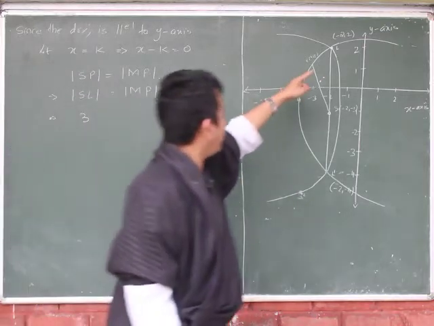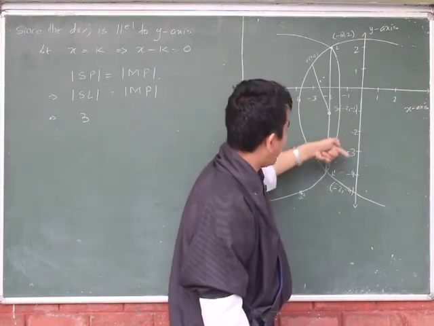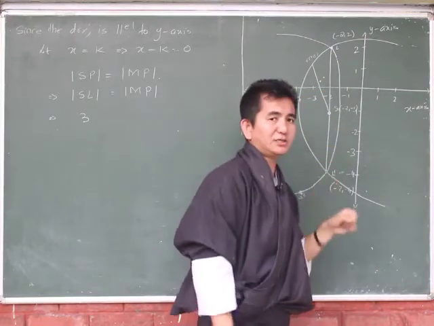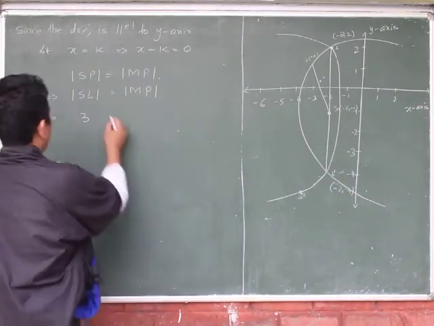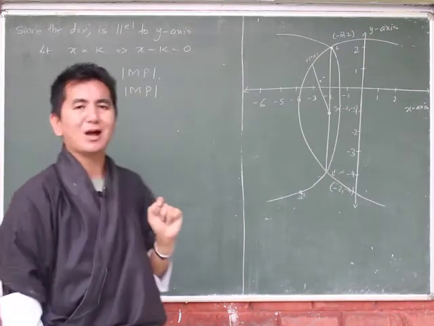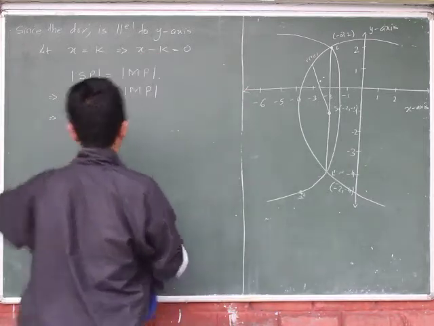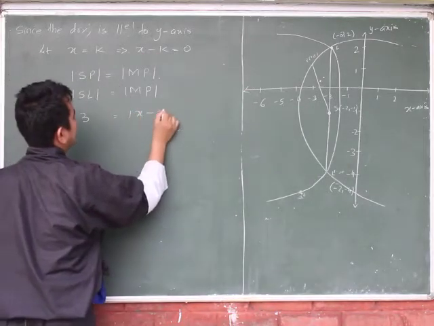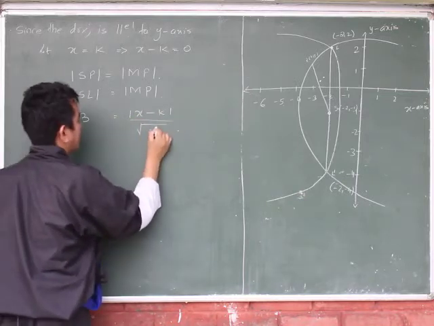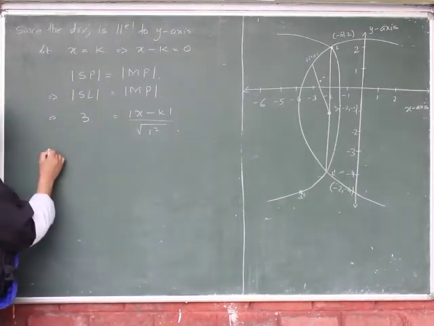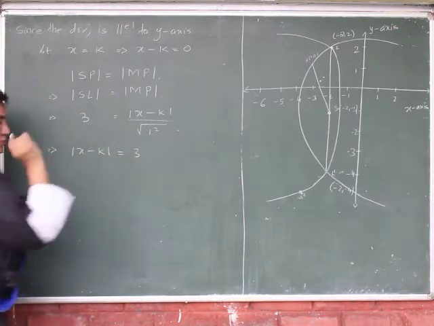The length of the latus rectum, you count it from here. You measure it: 1, 2, 3, 4, 5, 6. Then the semi-latus rectum becomes 3 units, which is equal to MP, the perpendicular distance made by the directrix. Right now I took this as a directrix. So modulus of x minus k divided by the square root of the coefficient of x, 1 squared, which implies modulus of x minus k is equivalent to 3.